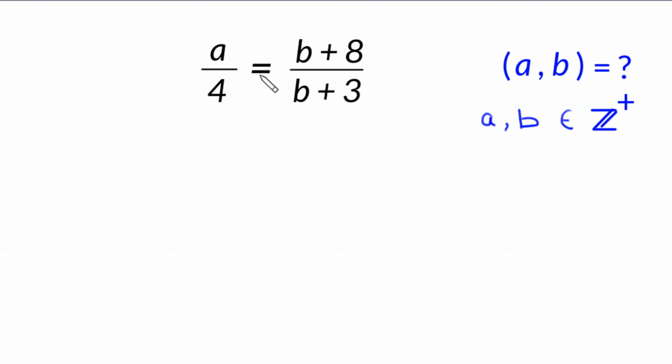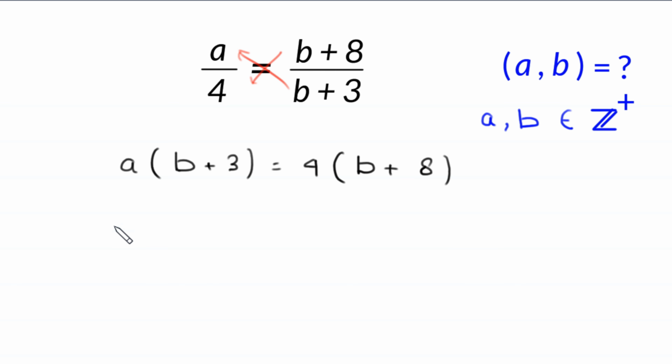A over 4 is equal to (b plus 8) divided by (b plus 3). Our job is to find all possible values of a and b such that a and b are positive integers. So let's start. First we use cross multiplication. We multiply this b plus 8 by 4 and we multiply this b plus 3 by a. So this will become a times (b plus 3) equal to 4 times (b plus 8).